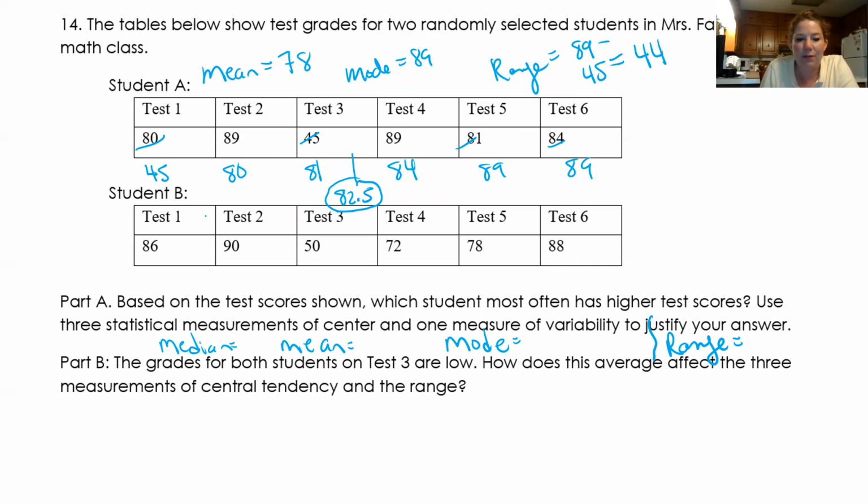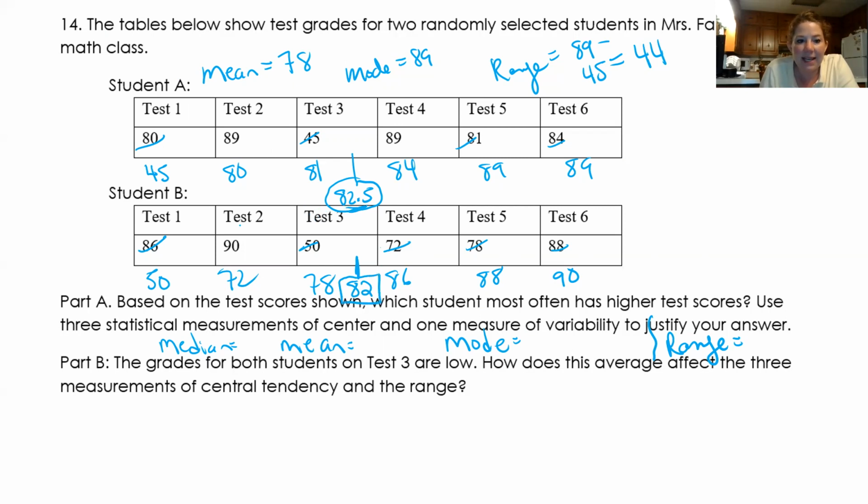Let's do it for student B. So let's put them in order. We have 50, 72, 78, 86, 88, and 90. So we want to know what's halfway between 78 and 86. 78 plus 86 equals 164, divided by 2 is 82. So our median for student B is slightly smaller than student A.